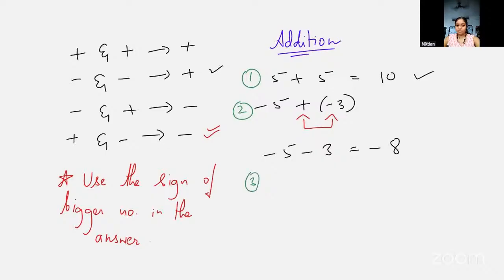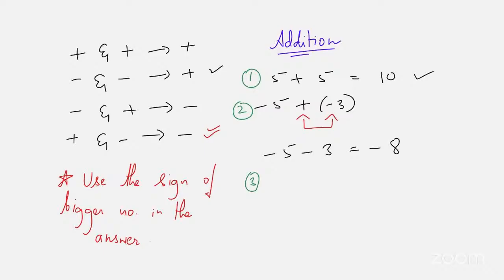Now we've done plus plus and minus minus. Now we will take minus plus. So let's do minus 5 plus 3. You can just do minus 5 plus 3 because 3 is positive. So what we will do? Minus and plus is there. Minus 5 minus 3, how much? 5 minus 3, the answer is 2.